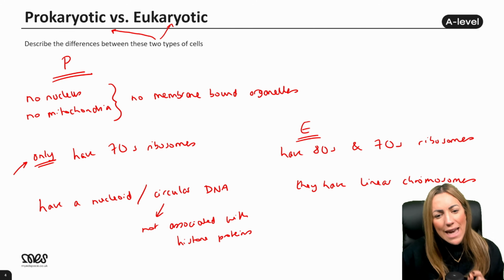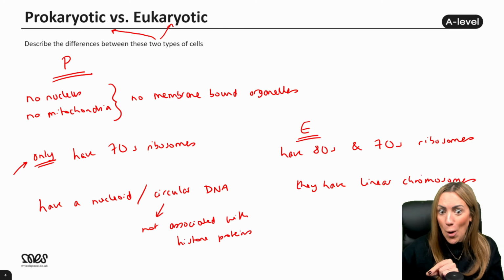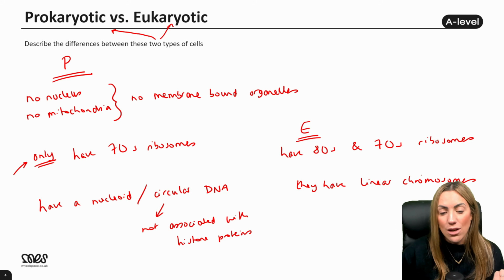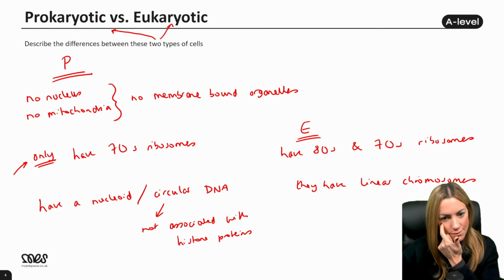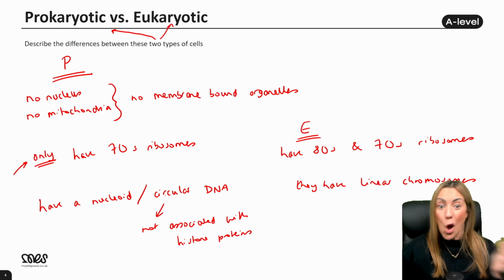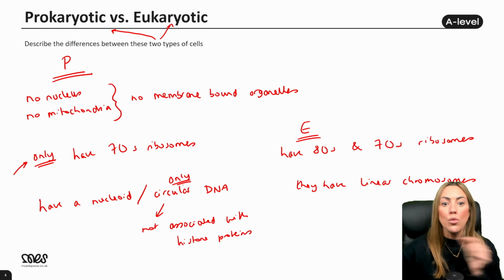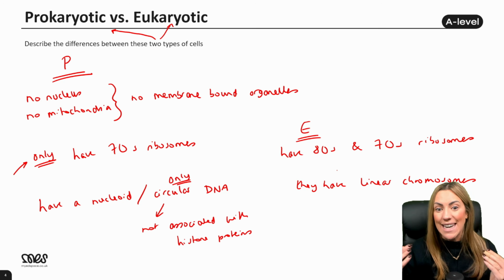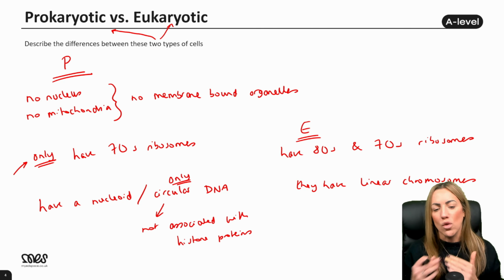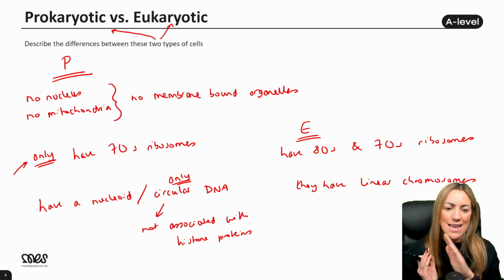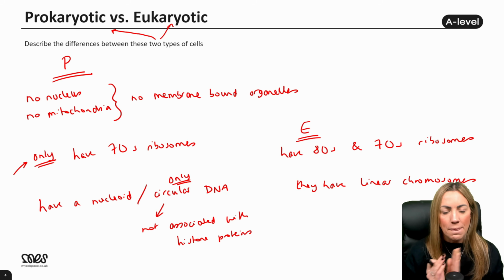Now, again, you have to be careful with this because there is some circular DNA in a eukaryotic cell. In the mitochondria, there's circular DNA. In the chloroplast, there's circular DNA. But the prokaryotic cells only have circular DNA. Yeah, they only have circular DNA. They do not have any linear chromosomes or any linear DNA. They only have circular DNA, or we can say that they have a nucleoid.